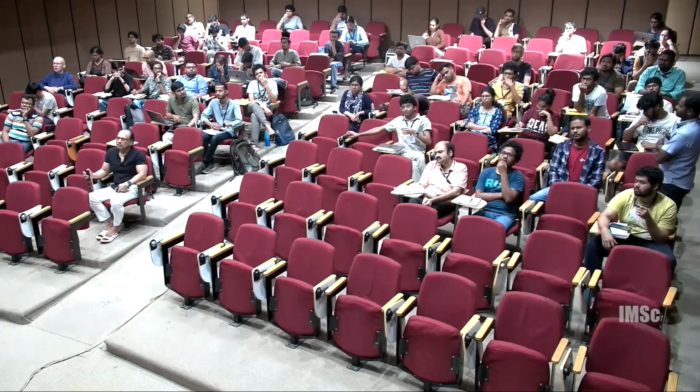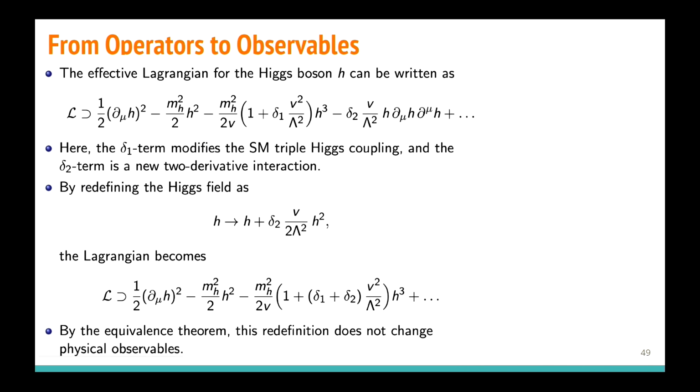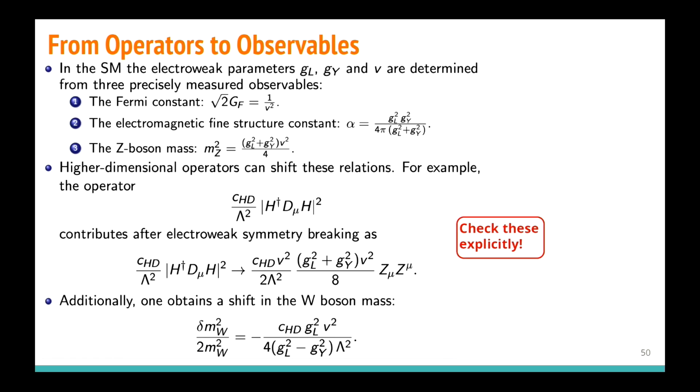So this is what we get, and as we discussed before, if there's a good redefinition, by the equivalence theorem, this redefinition does not change any of the physical observables. So what do we want? We basically want to constrain these operators. Like how precisely can we measure, or rather constrain, these operators by the end of the run of the Large Hadron Collider, or if there might be any future colliders and so on.